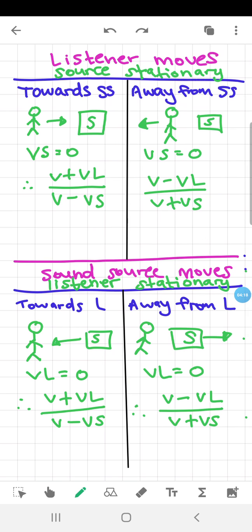Okay, so there are 4 different situations that you can have. And in the previous equation, you might have wondered, how do we know when to use plus or minus at the top or plus or minus at the bottom? And here's how we're going to understand when to use what sign. So in the first situation, the listener is going to move and the sound source will be stationary. If the listener moves towards the sound source, as I explained earlier, the observed frequency is going to increase. The sound that we're hearing is going to appear as if it's getting louder and louder.